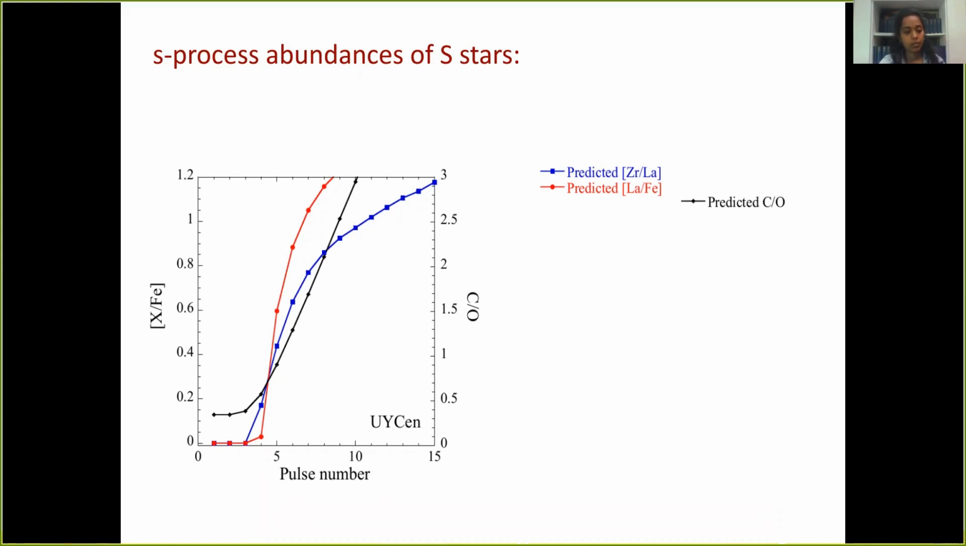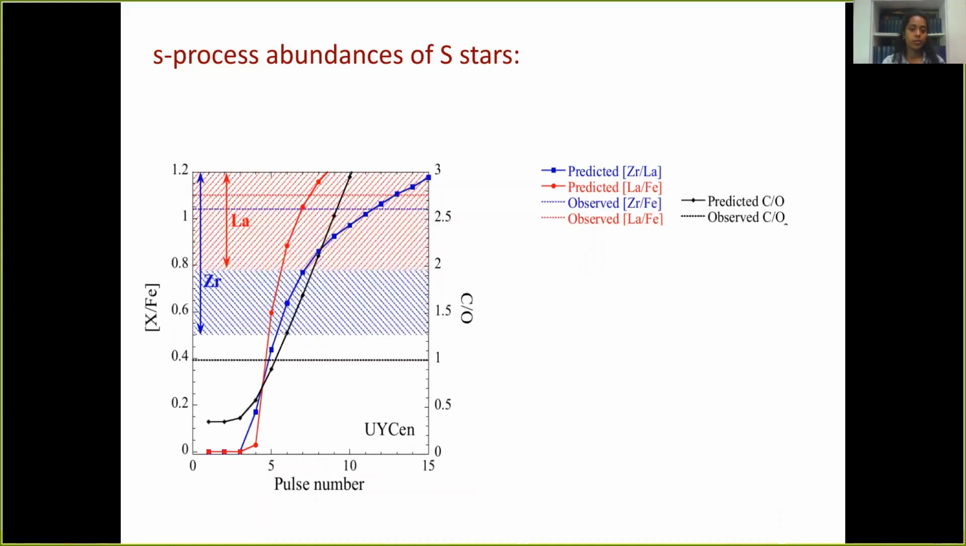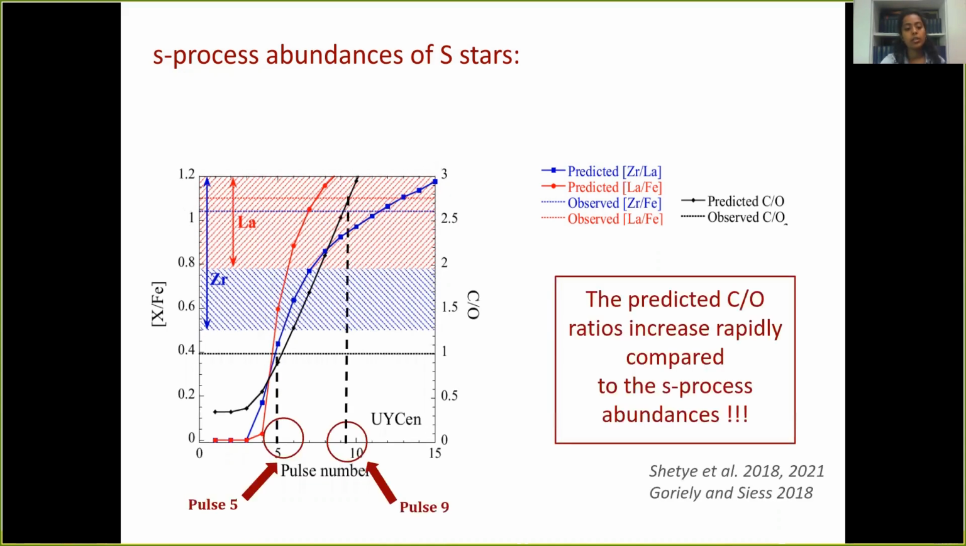On top of it, now I will add the measured or derived S-process abundances which I found from my analysis, marked with these dashed lines here for zirconium and lanthanum, and the carbon over oxygen ratio is here. Now, if we want to compare these derived carbon over oxygen ratios and S-process elements with the predictions, we will need two different pulse numbers to justify the kind of enrichment we derive using spectroscopy. So what we can conclude from this is that the predicted carbon over oxygen ratios are increasing way too rapidly compared to the S-process abundances.